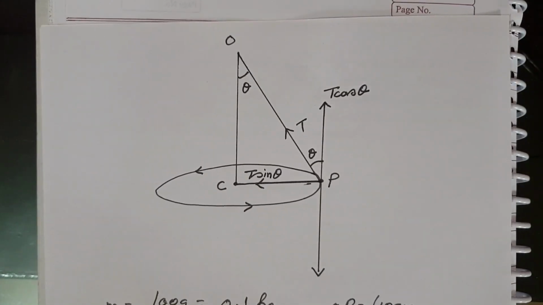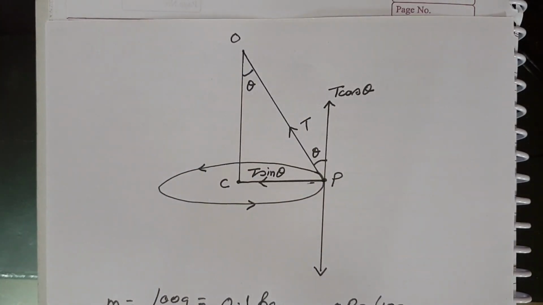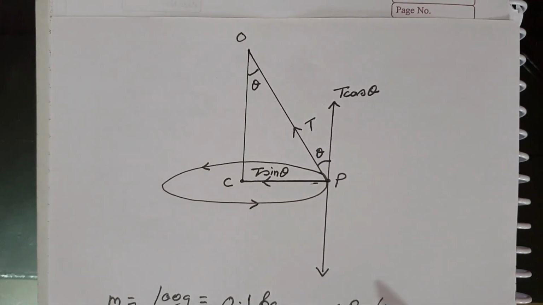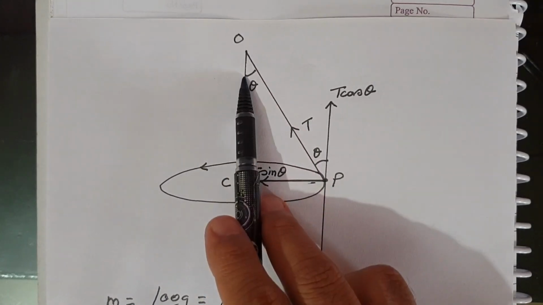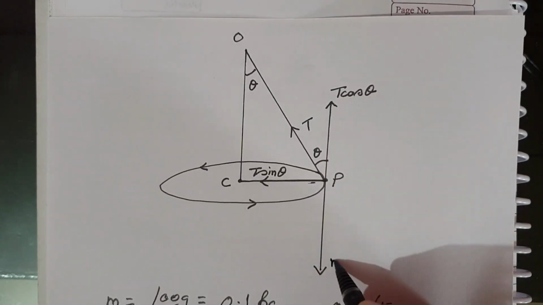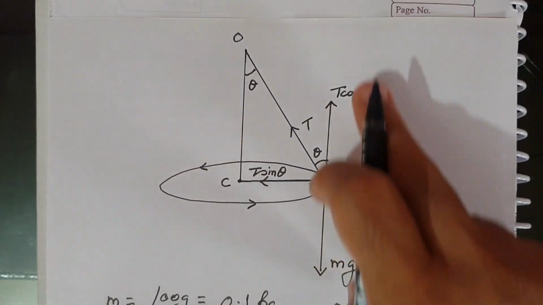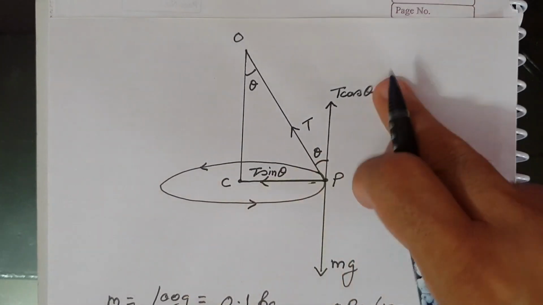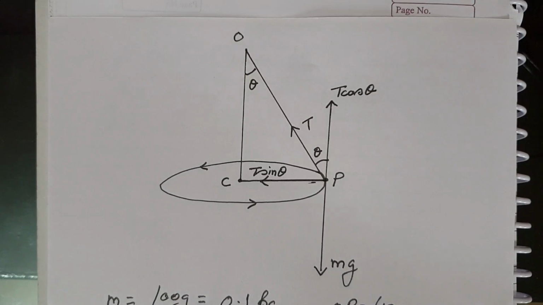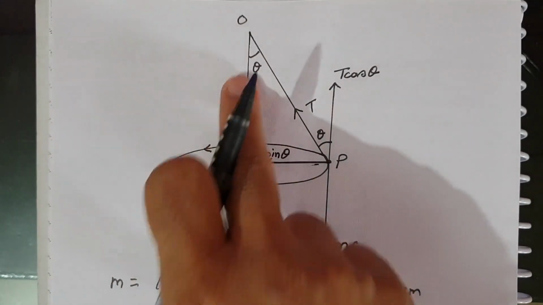So let the string make an angle theta with the vertical OC as shown in the figure. And this is the figure. Now see, this is the tension T, this is theta. Resolving them, this is the weight mg which will act vertically downward. Resolving T, this will be T cos theta and T sin theta. T cos theta will be balanced by mg.